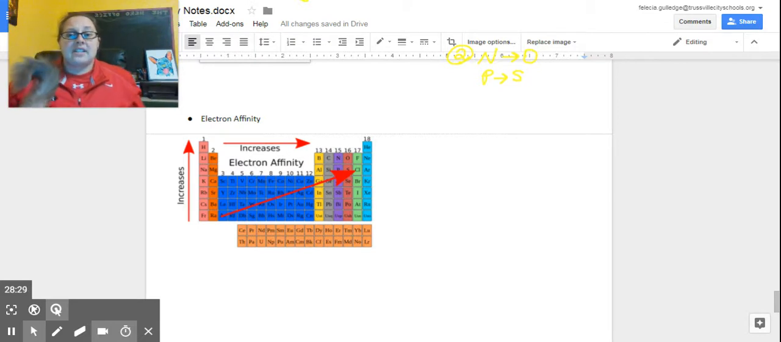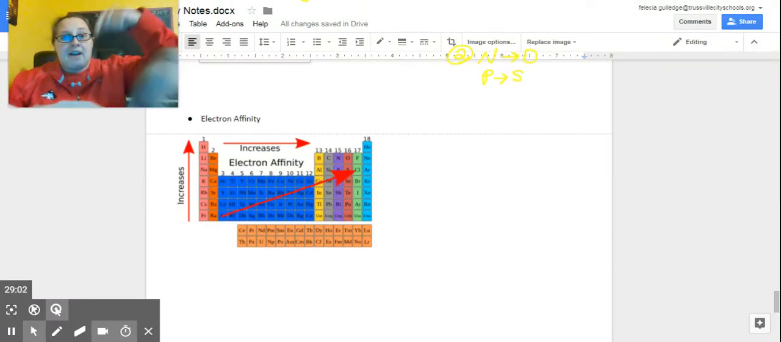So it increases as you go across the periodic table, and it decreases as you go down the periodic table. All right, why is that? What's our justification if we ever have to talk about this? Well, the same thing as the ionization energy. You go across the periodic table, more protons, which increases Zeff. Therefore, it increases force of attraction. So if I have a greater force of attraction, hey, I want more electrons coming closer to me, right? So that's what's happening with electron affinity.